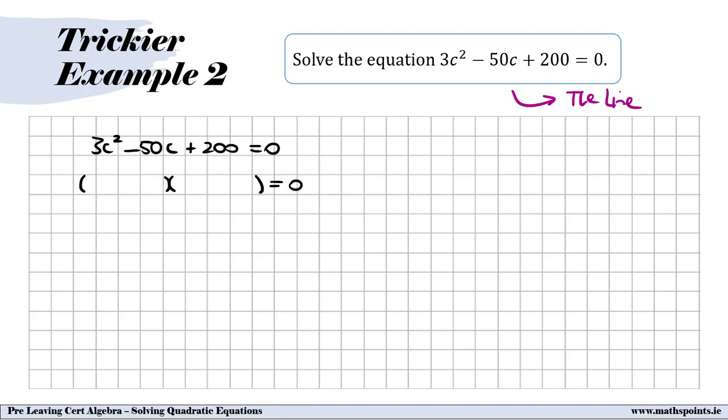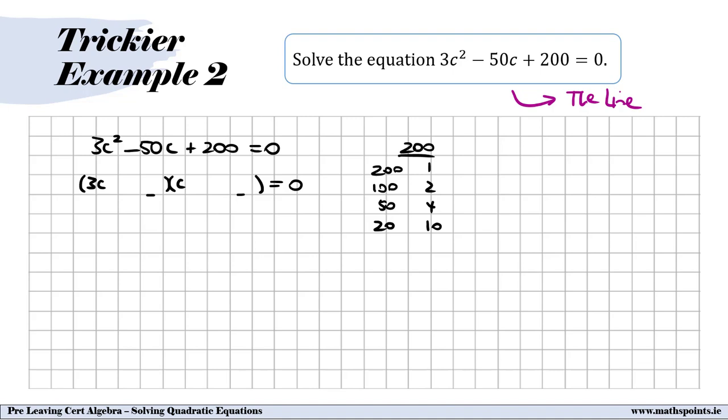I know that the first term in each bracket multiplied to give 3c squared, so that's going to be 3c times c, so that's quite easy. But the problem is that the second term in each bracket have to multiply to get 200. And that could be lots of things. It could be 200 times 1, it could be 100 times 2, it could be 50 times 4, and so on. There are multiple combinations of pairs of numbers that multiply to give 200. So after a little bit of trying, I could see that the two factors were going to be 20 by 10. 20 times 10 is 200.